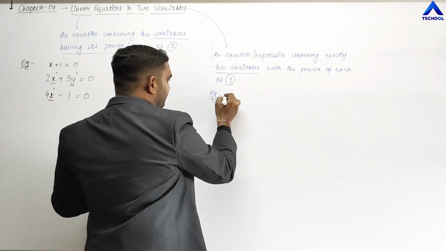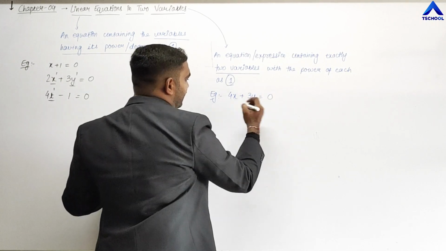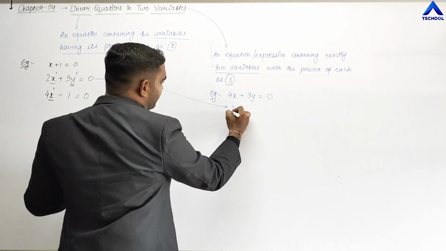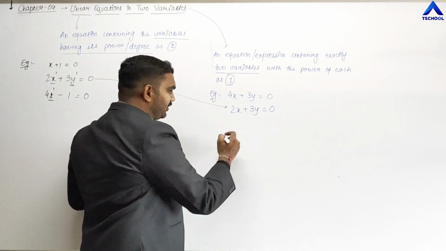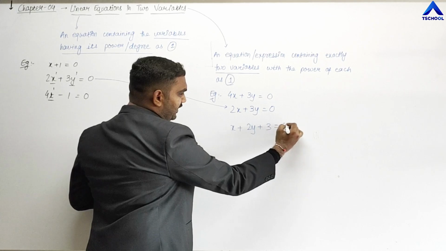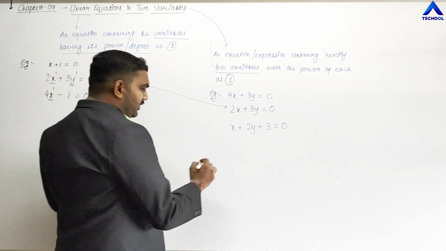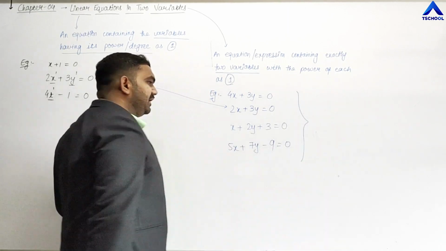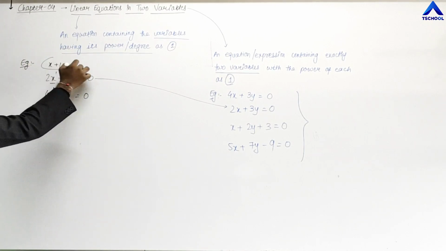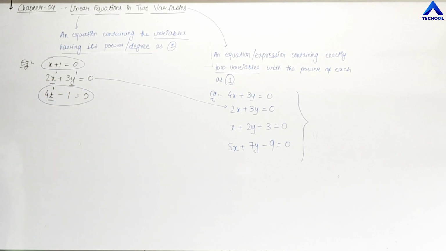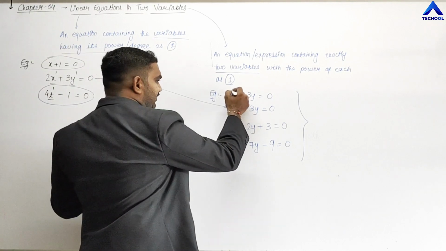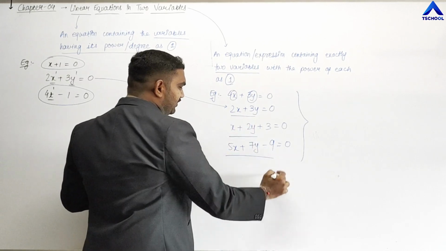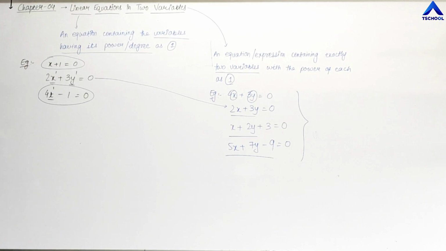Let me say for example, 4x plus 3y equal to 0. The example that we took can also be written as 2x plus 3y equal to 0. Then you can also write x plus 2y plus 3 equal to 0. See, these are all examples of linear equations in two variables. Again 5x plus 7y minus 9 equal to 0. These are all linear equations in two variables. Here you can see, friends, that this is only a linear equation in one variable. This is also a linear equation in one variable, but these are all linear equations in two variables. Two variables, that means the variables are x and y in each of these examples, right? So this is how you can write down a linear equation in two variables.